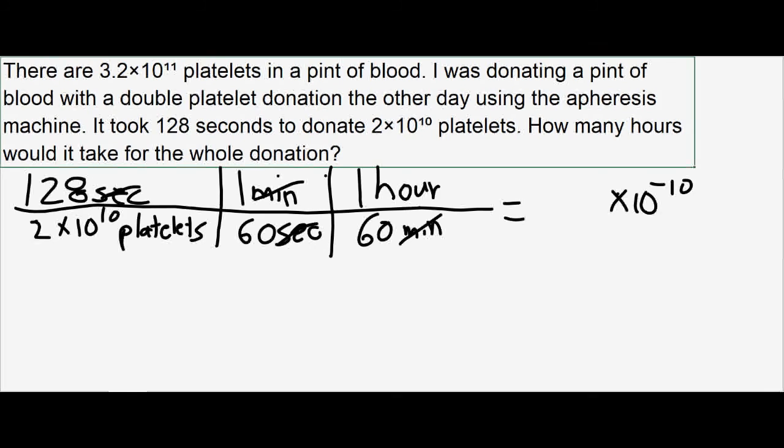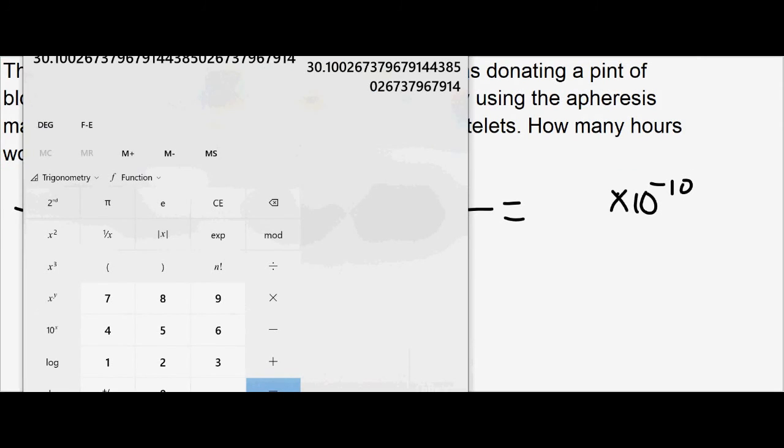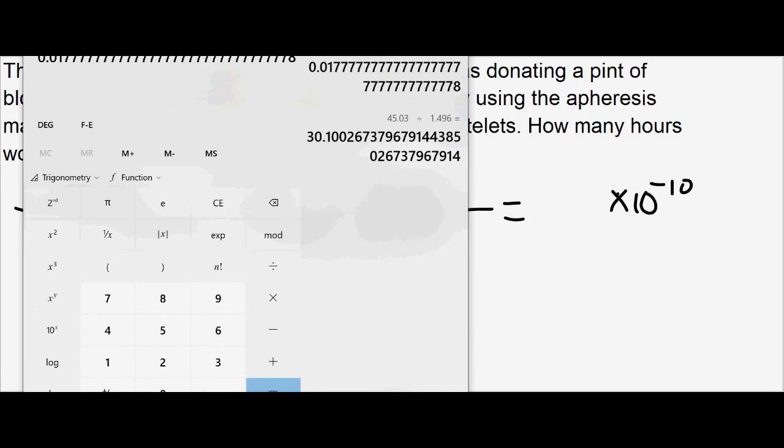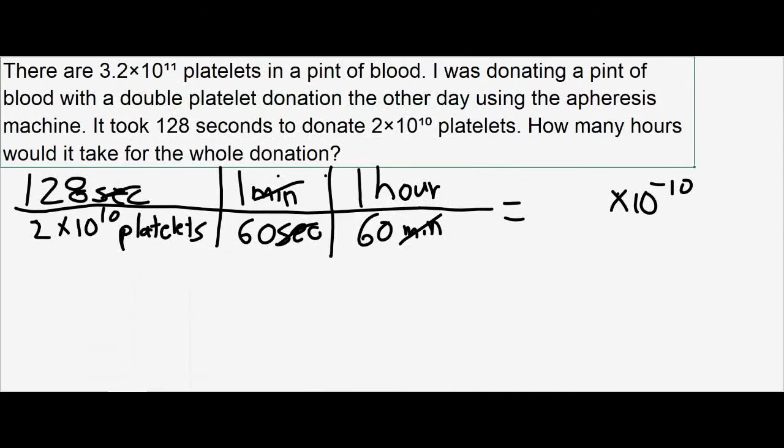And I'm going to do the rest of it. 128 divided by 2, I can call that 64. I'll just do that in my head. 64 divided by 60 equals 0.01777. Actually, I'll round it off to 8.